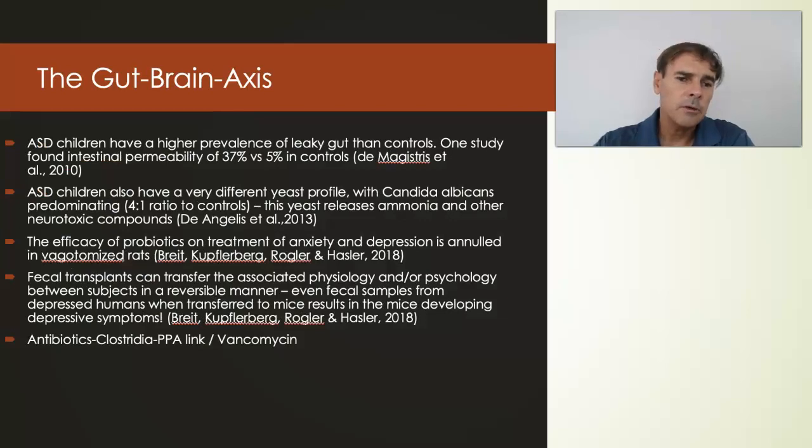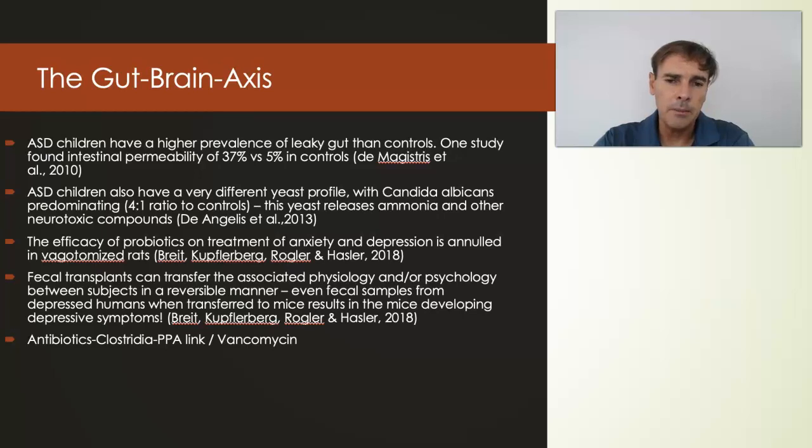So children with autism seem to have a higher prevalence of leaky gut than controls. There's ways of measuring intestinal permeability, and some of these have indicated about 37%, which is really high. Children with autism appear to have a very different yeast profile. So yeast is a natural part of our physiology in the gut. It performs certain vital functions. Again, it's a case of imbalance.